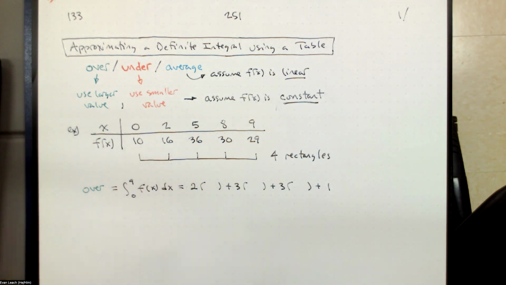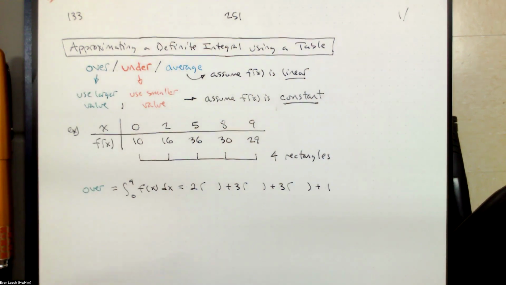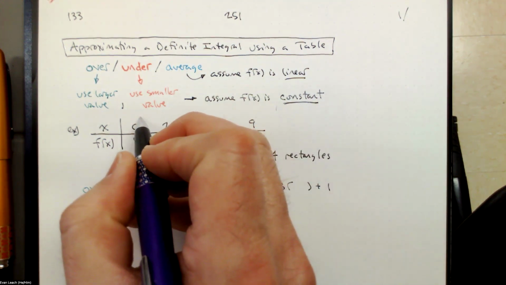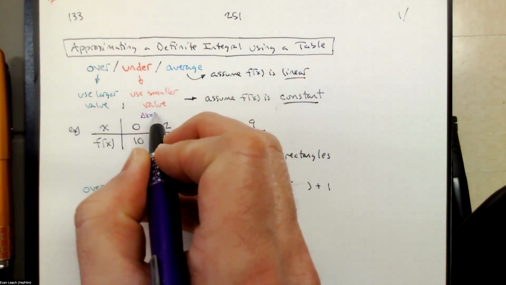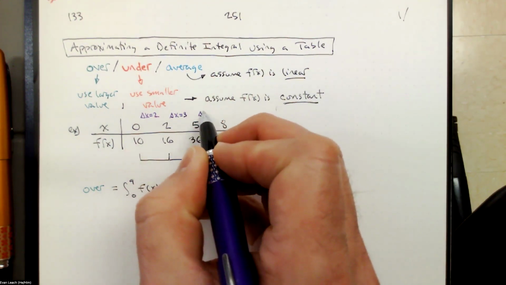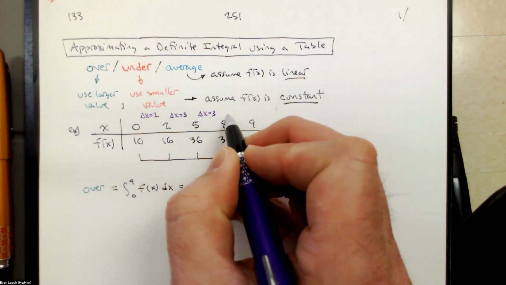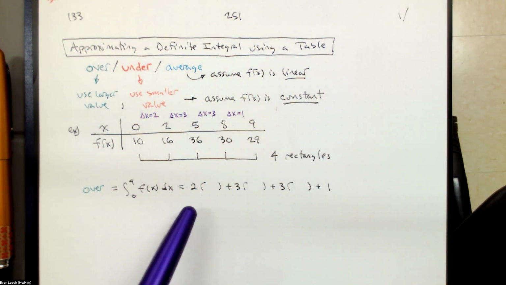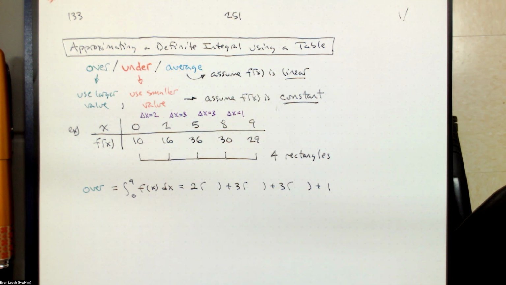In this first one, the delta x is 2. In the second one, the delta x is 3. In the third one, the delta x is 3 again. And in this fourth rectangle, the delta x is just 1. So we have 4 different values of our delta x.